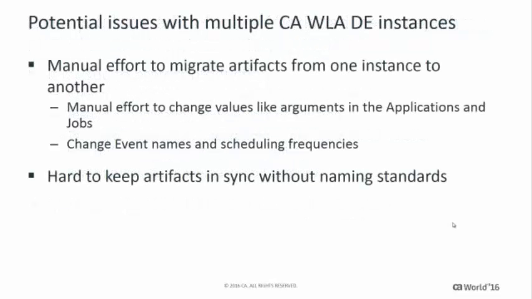What are some potential issues with multiple DE instances? Well, first off, you'll have the manual effort to migrate artifacts from one instance to another. Along with that is the manual effort to change values like arguments in the applications and jobs. Also, changing event names and scheduling frequencies. Definitely, it is hard to keep artifacts in sync without good naming standards, so naming standards would definitely be a must.